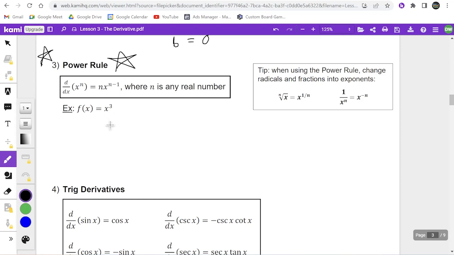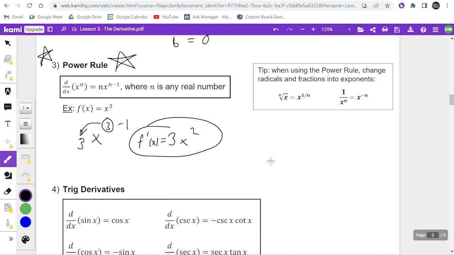Now let's do a super easy example, which is f of x equals x cubed. So for that one, when I have x cubed, I'm going to pull the 3 out in front, because that's what it says to do. Pull the 3 out in front and subtract 1 from your exponent. 3 minus 1 is 2. So the answer is 3x squared. Or you can say f prime of x equals 3x squared. And there's the answer. Any questions on that one? And don't worry, we'll be doing a ton of examples later on in the lesson.